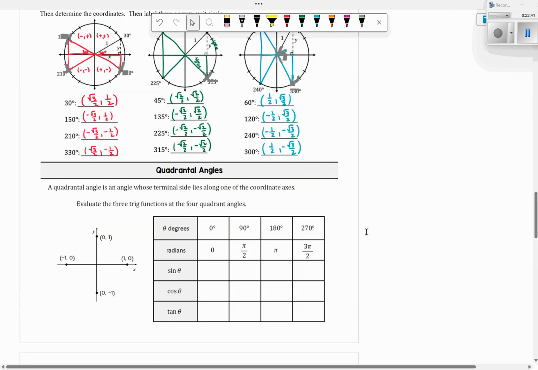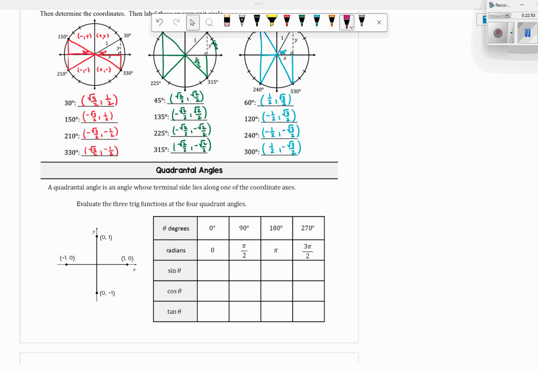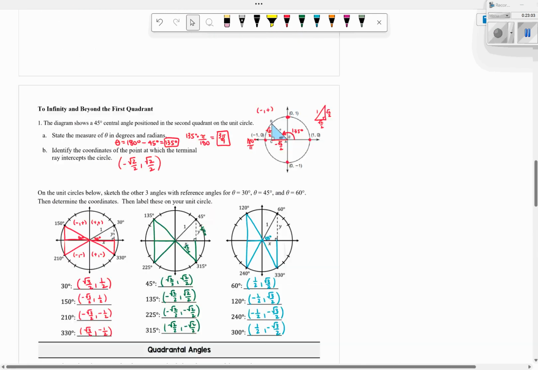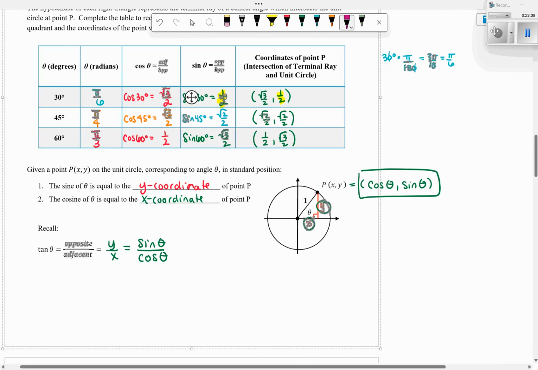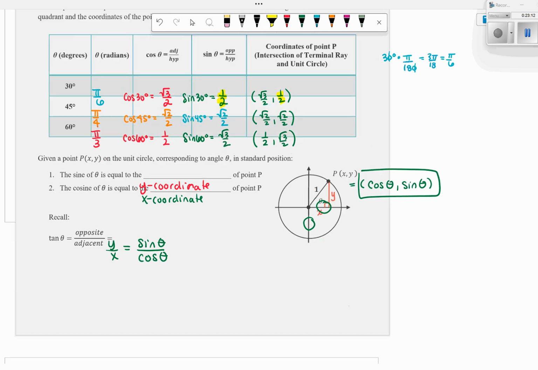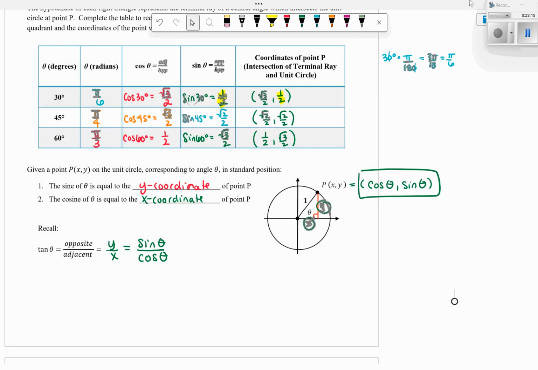So quadrant angles. A quadrant angle is an angle whose terminal side lies along one of the coordinate axes. Evaluate the 3 trig functions at the 4 quadrant angles. So remember, we said if we're on our unit circle, then we have the points (1, 0), (0, 1), (negative 1, 0), and (0, negative 1). So we have to remember that we talked about the coordinate points. Up here we said that cosine of the angle is the x-coordinate, the sine of the angle is the y-coordinate. We're using that as we're doing these problems.